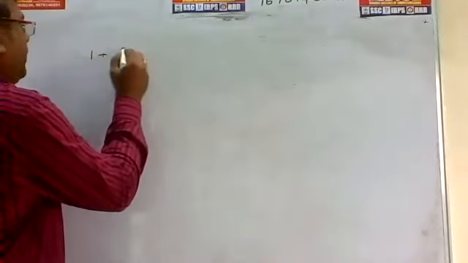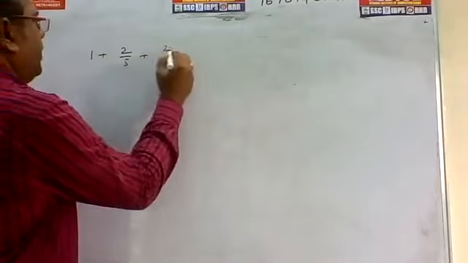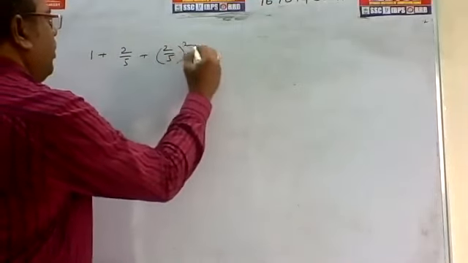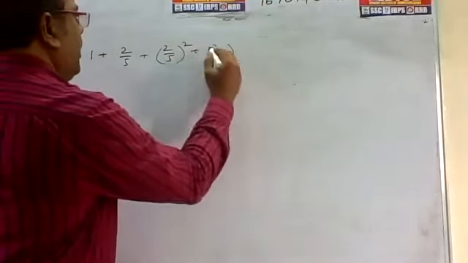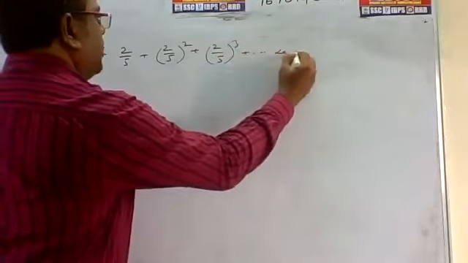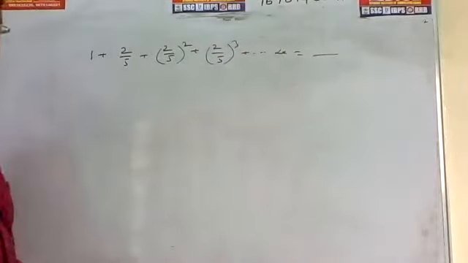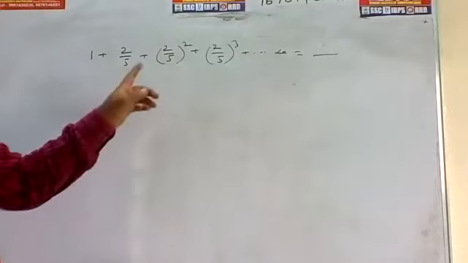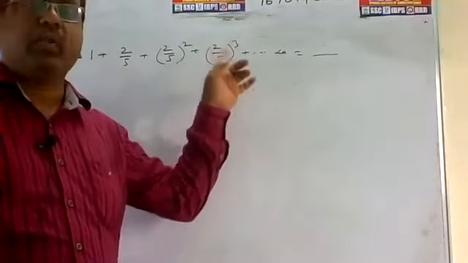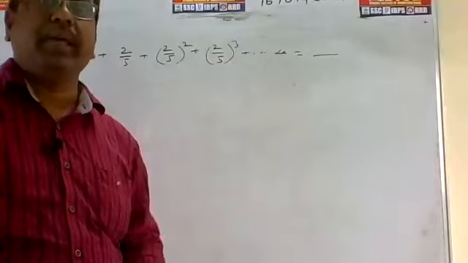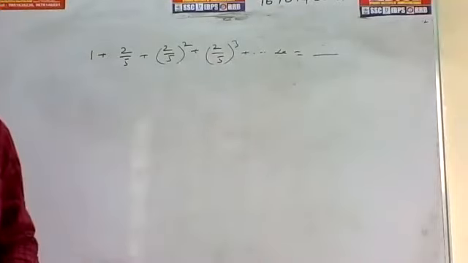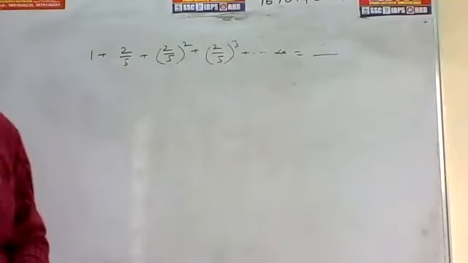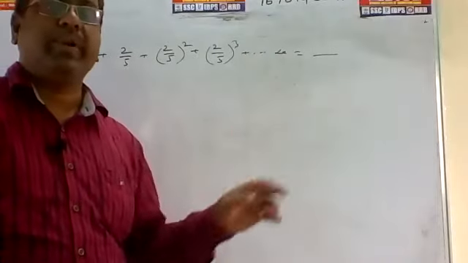1 plus 2 by 5 plus 2 by 5 whole square plus 2 by 5 whole cube plus so on infinity is equal to dash.